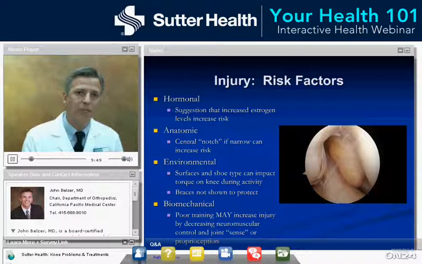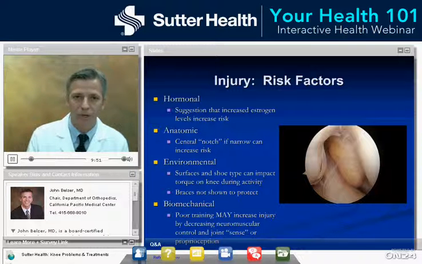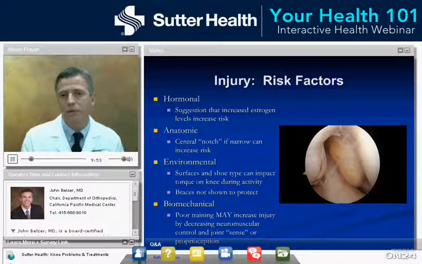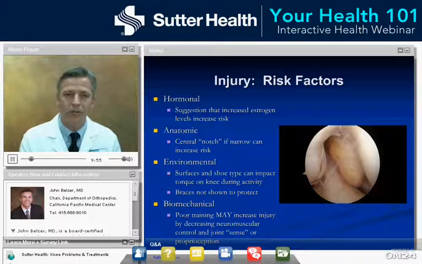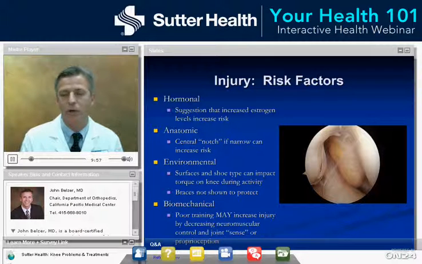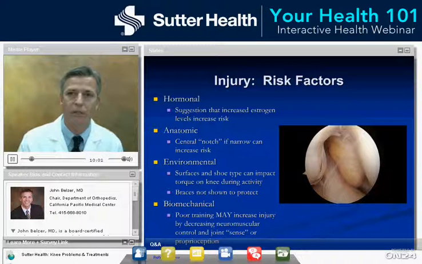In terms of biomechanical considerations, these include poor training. If a patient is not in good shape, the weekend warrior may be at a higher risk for developing ACL tears for many reasons, and we'll talk about that in a little bit.